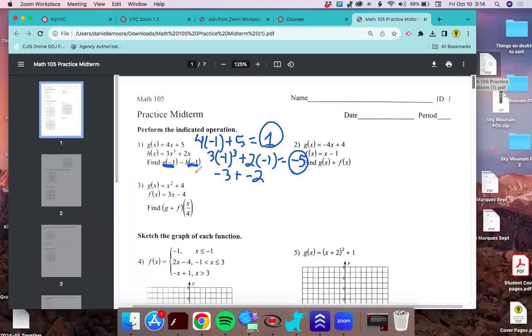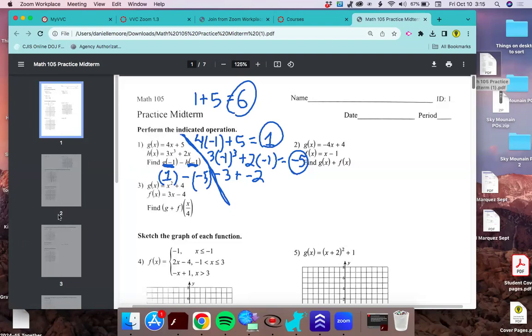We got an answer for that, and h of -1, we got an answer for that. And now they're asking us to subtract the two answers. The answer to g of -1 was 1. The answer to h of -1 was -5. Looking good. And then I'm supposed to do 1 take away -5, or just 1 plus 5, because a negative is like a plus. So that's 1 minus -5, or just 1 plus 5. That's 6. That's number 1 for us.